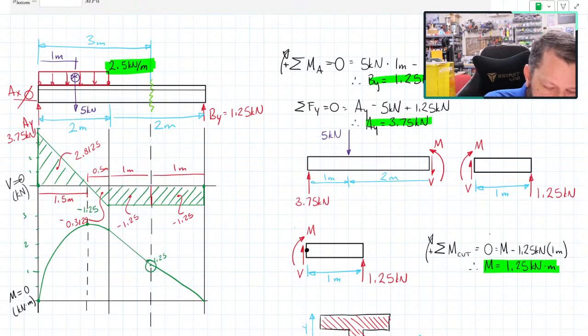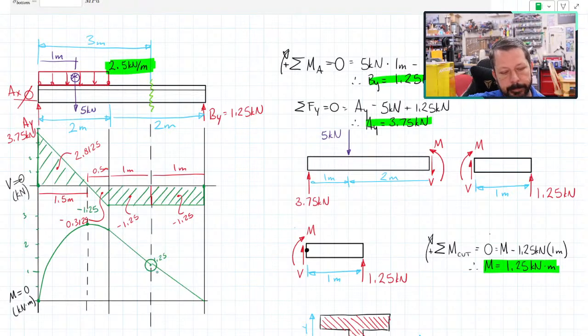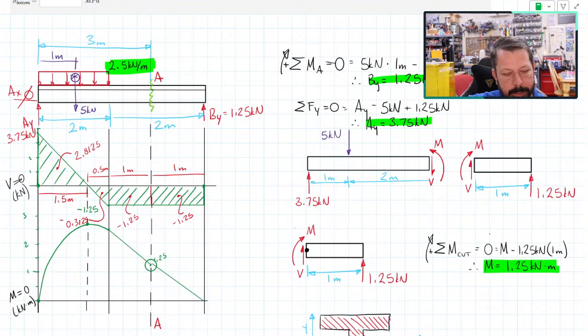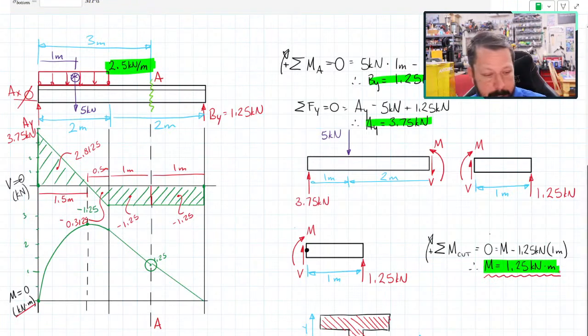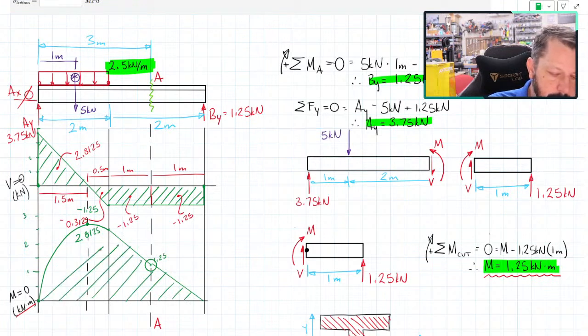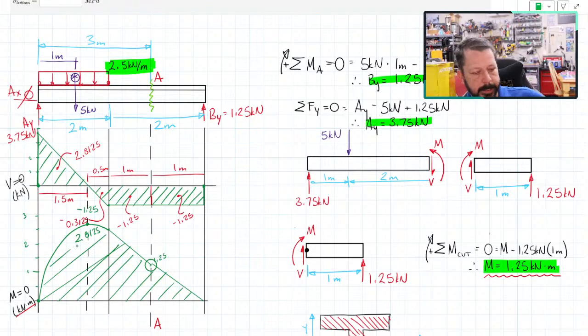But here is the shear, or well, the bending moment at my section AA. This line represents section AA, and I can just see that it's 1.25. The units are kilonewton meters, which is the same as what I got over here. It is not the maximum moment in the beam. The maximum moment is that peak over here, which was 2.8125. So all of this is the bending moment anywhere in the beam. Got some crazy lines in there.